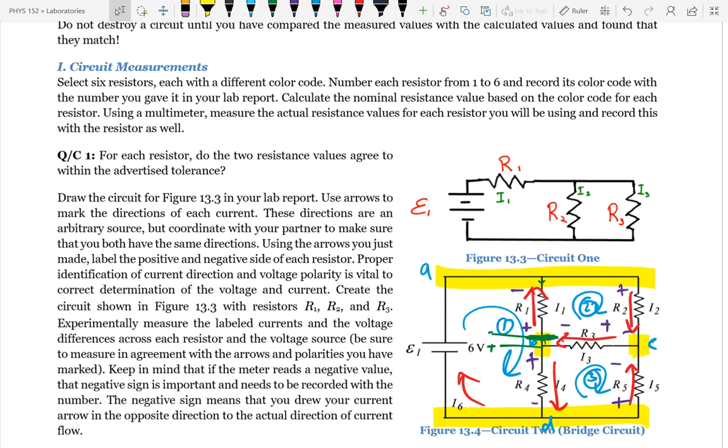So measure the voltages, 6 voltages. Measure the 6: 1, 2, 3, 4, 5, 6. Yep, 6 voltages. Measure the currents. Once again, 6 currents. And then make your equations and calculate what the voltages and currents should be. And make sure those agree. If those agree, then you're done.